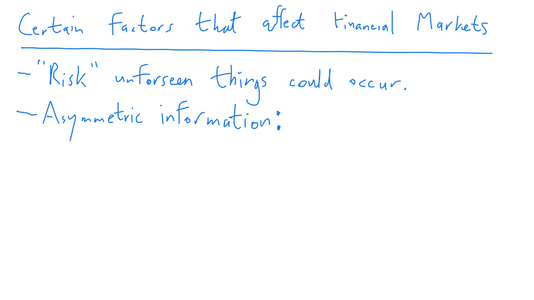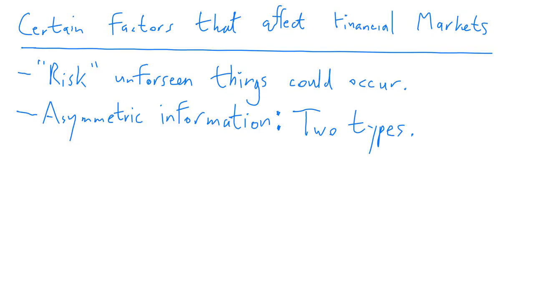So today we're going to spend the class talking about asymmetric information. And asymmetric information comes in two flavors. So there are two types of asymmetric information, and it's going to be important to be able to tell the two apart. Okay.